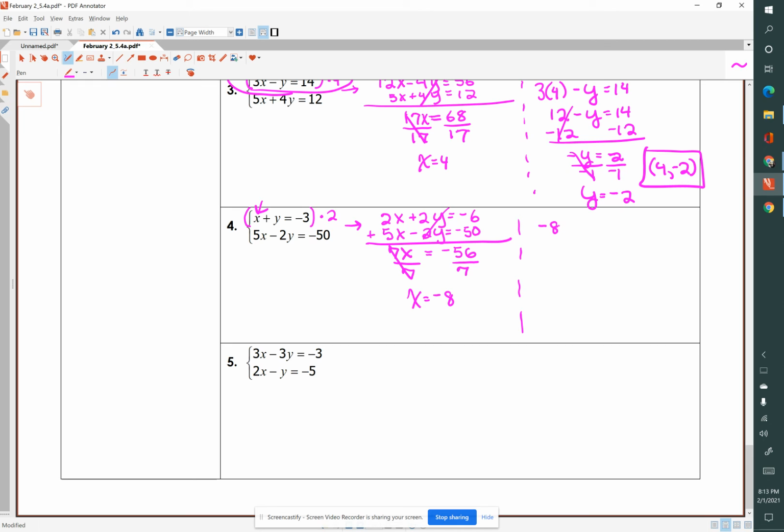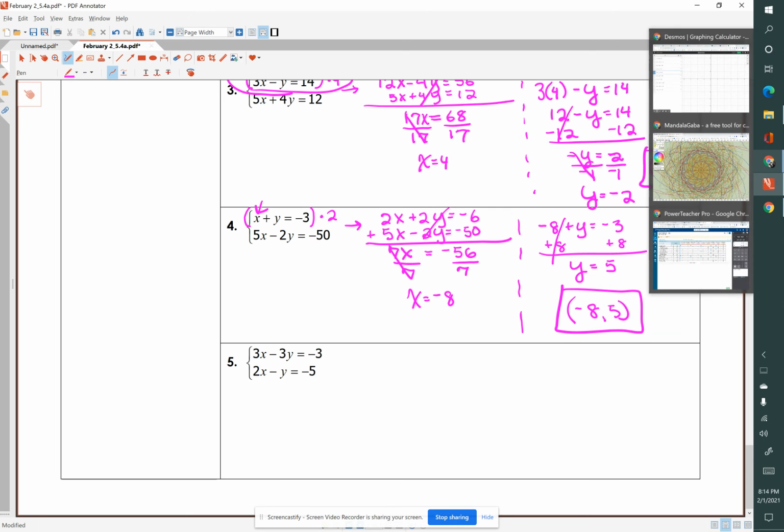I will substitute negative 8 in that first equation for x and solve for y. Negative 8 plus y equals negative 3. I'll add 8 to both sides, and y equals 5. And our ordered pair for this system, our solution, is negative 8, 5.